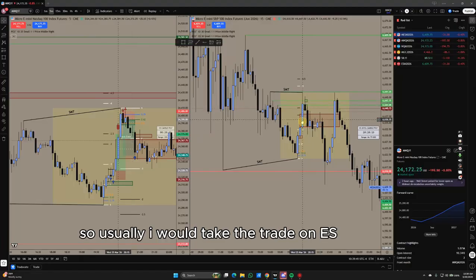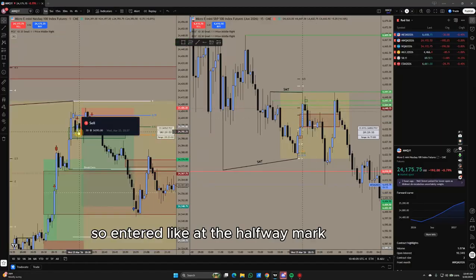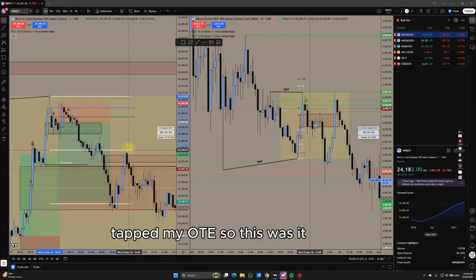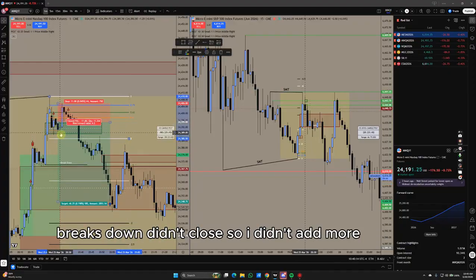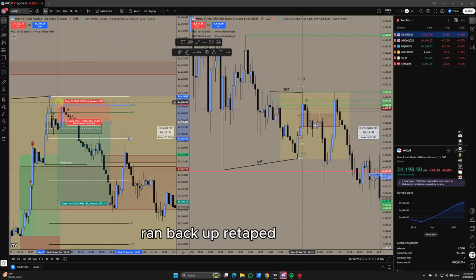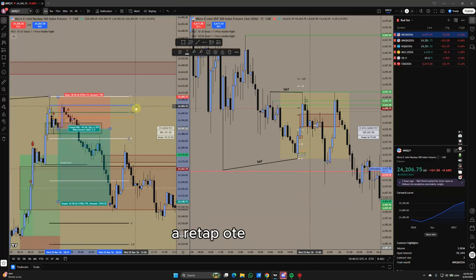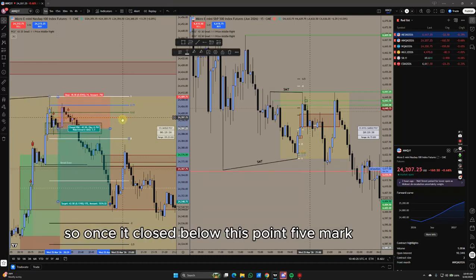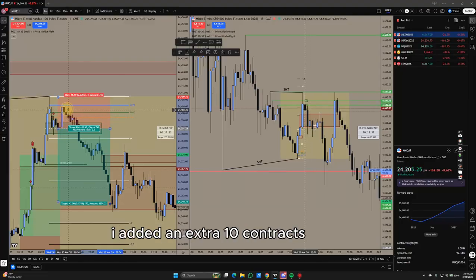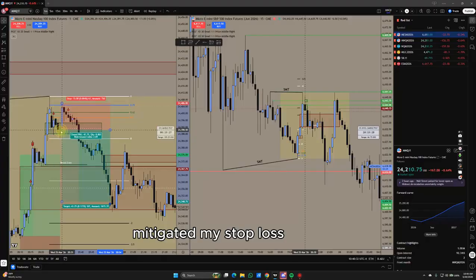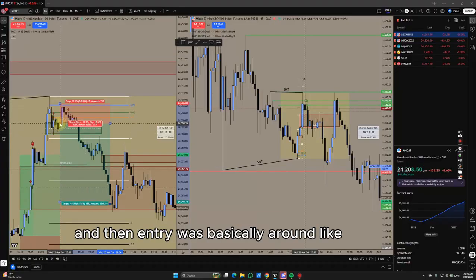So usually I would take the trade on ES, so I entered at the halfway mark here for 20 micros already. And then it actually tapped my OTE. So it breaks down, didn't close, so I didn't add more. Ran back up, retapped. So this was what the initial entry was. It retapped OTE, so once it closed below this 0.5 mark, I added an extra 10 contracts, so I'm in for 30.